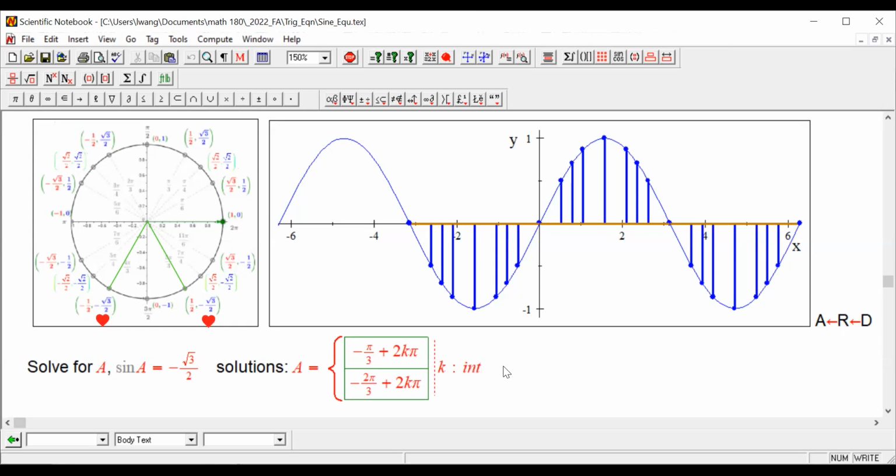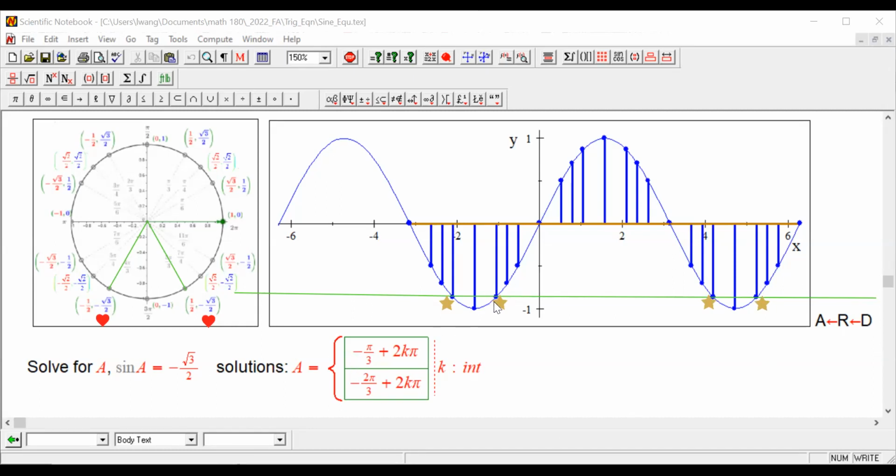So what happens in this case? It's negative root 3 over 2. So the horizontal line, we're going to draw the horizontal, where's negative root 3 over 2? Right here, right? So this line, right? So these are the solutions. And we can keep going in both directions. We can have as many as possible. So this point is a solution, this point is a solution, that point is a solution, that point is a solution.